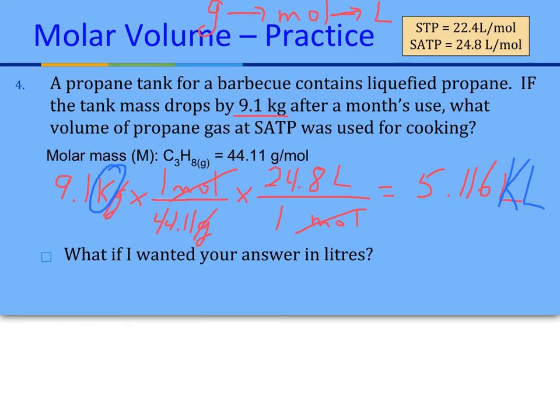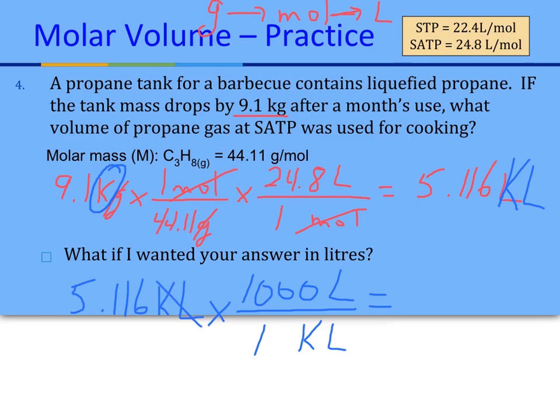The second question here, what if I wanted your answer in liters? We could do 5.116 kiloliters, and we can use the conversion factor that we know we have 1 kiloliter for 1,000 liters, which means the kiloliters and kiloliters would cancel out, and our answer would end up being 5116.3 liters. In this question, however, because it gave me 2 significant digits, I need to put this into scientific notation, which means I would have 5.1 times 10 to the 3 liters.